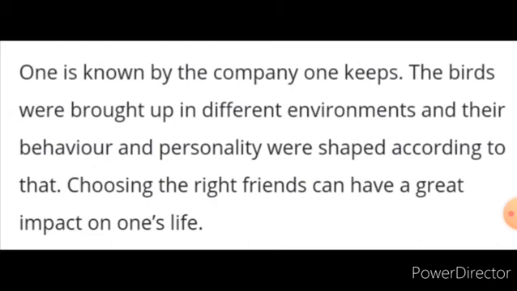So two birds belong to the same family, but they lived in a different situation and with a different person. So according to that person, the behaviors and attitude of the birds were changed. One has a good quality, whereas another one went in a wrong way. So choose the friend who can have a great impact on one's life. So choosing the right friends is the best one. So one is known by the company one keeps.